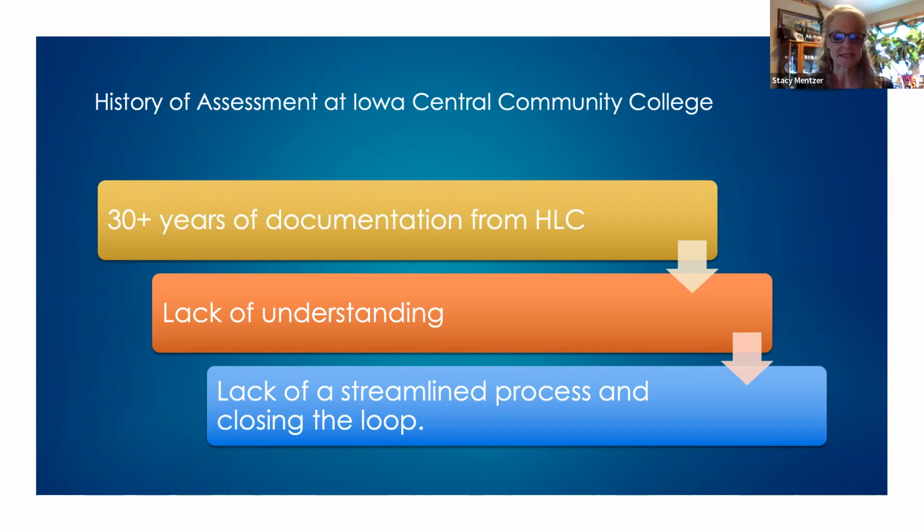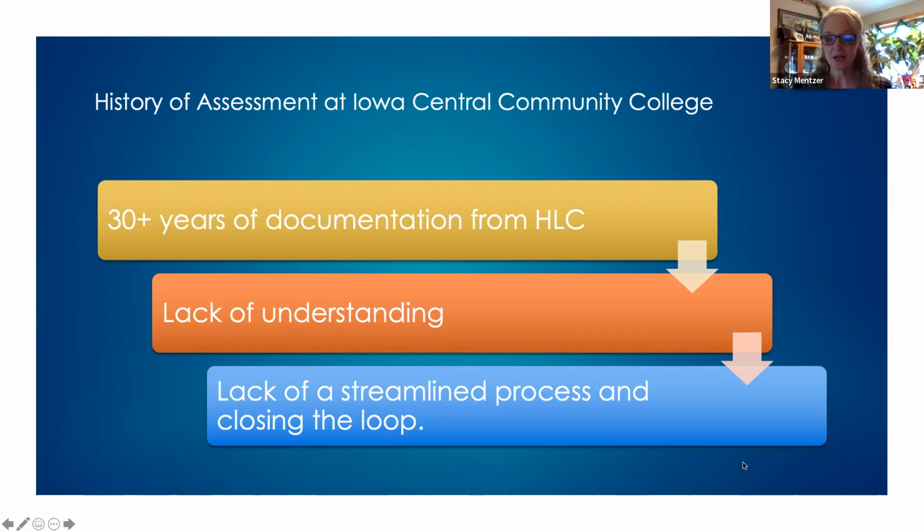We were doing assessments in our co-curriculars and our extracurriculars in our business office. But what we really finally figured out was that there was a lack of understanding as to what assessment was. We really were missing that streamlined process and what the Higher Learning Commission likes to call closing the loop. And so over the past 30 years, we have struggled. We've done the follow-up reports, we've been through the accreditation visits, and we were just never able to get that clean bill of health in terms of assessment.